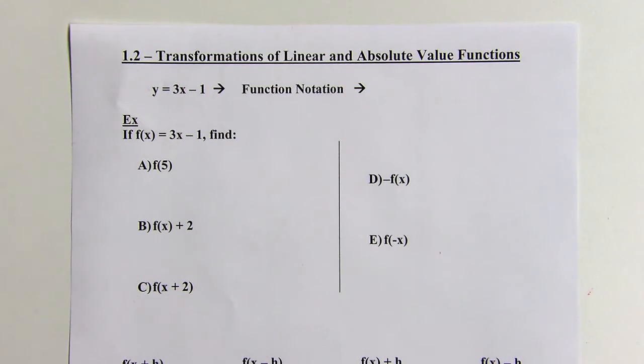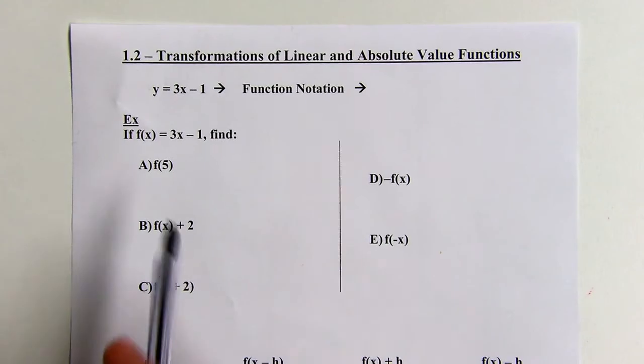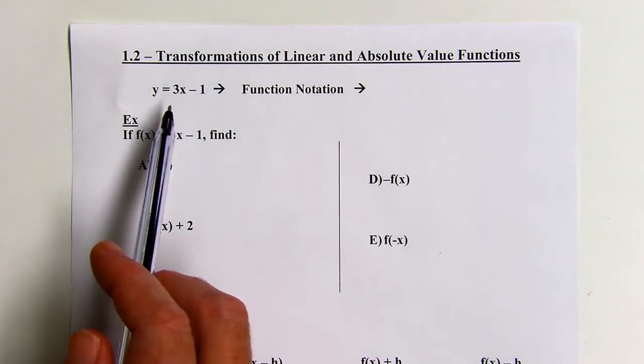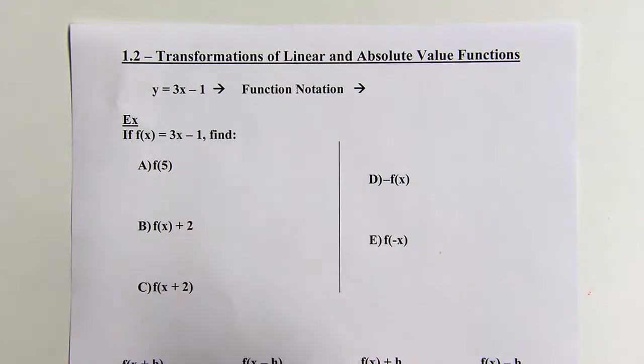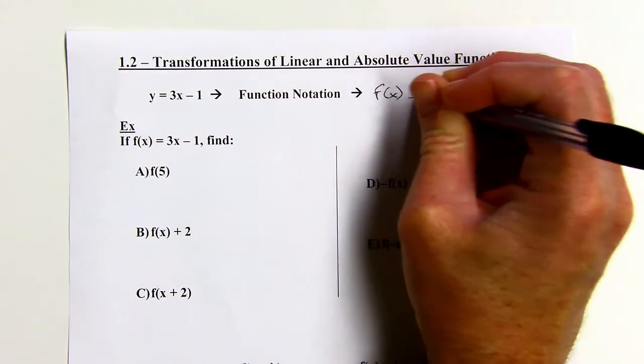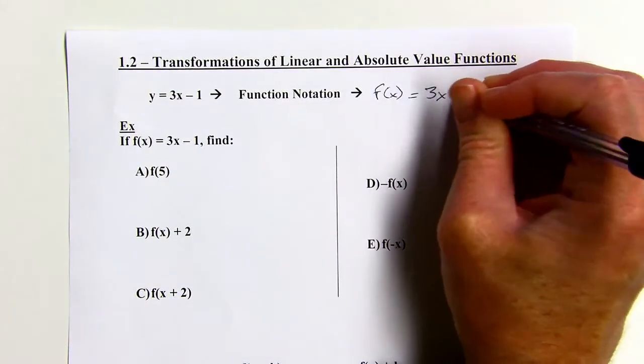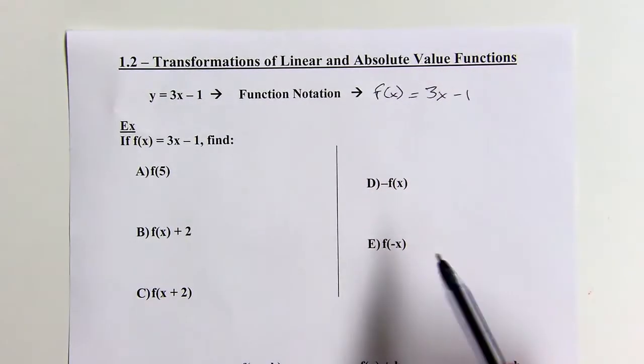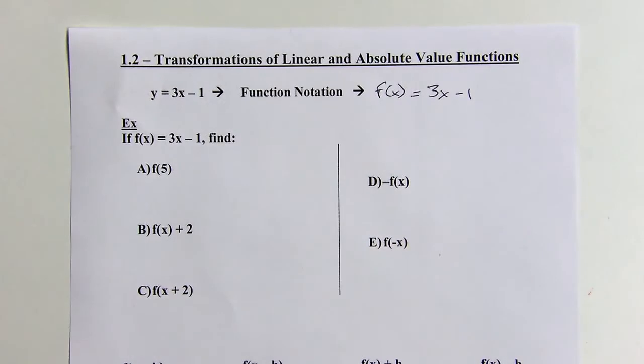Okay, here's 1.2. It is called Transformations of Linear and Absolute Value Functions. All right, so here we've got an equation, and if I put this in function notation, it's going to look basically the same, except we have f of x instead of y. It's really important that you understand how function notation works in order to understand these transformations, at least from the equation side of things.